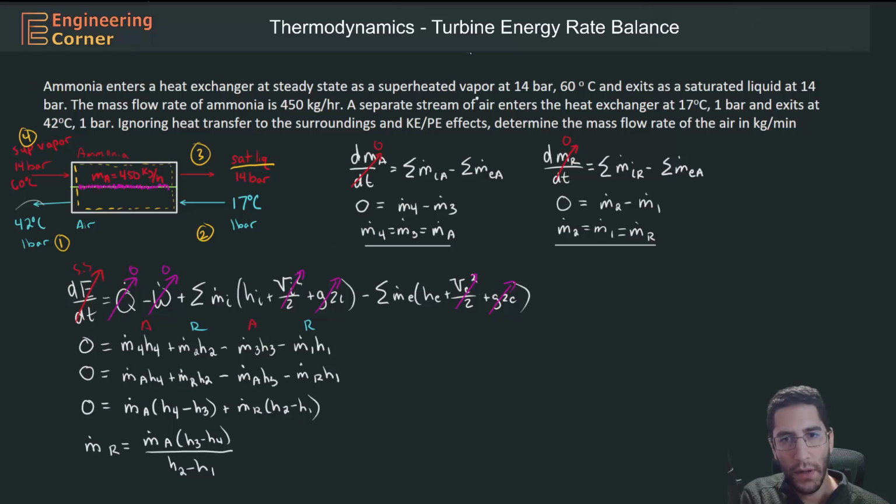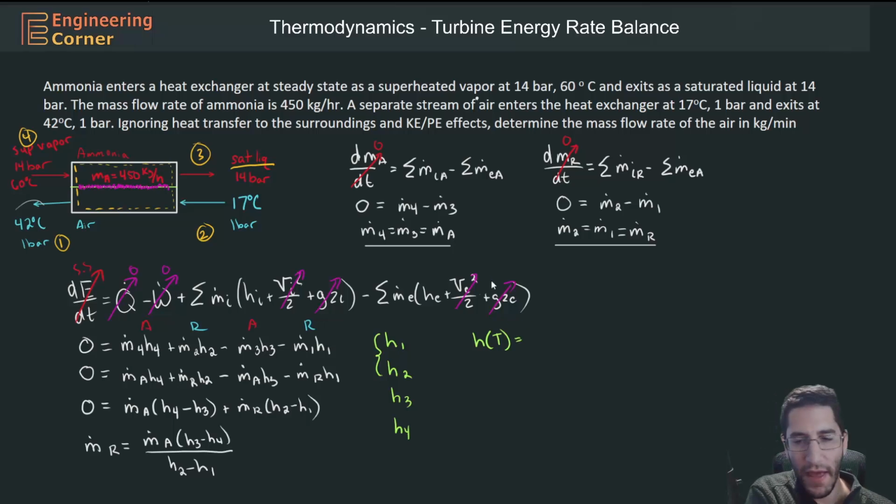So now we know m dot A, that's given from our problem description. We need to figure out what H1, H2, H3, and H4 are, and we're given enough information. Starting with H1 and H2, these are my air values, which just rely on the temperature.